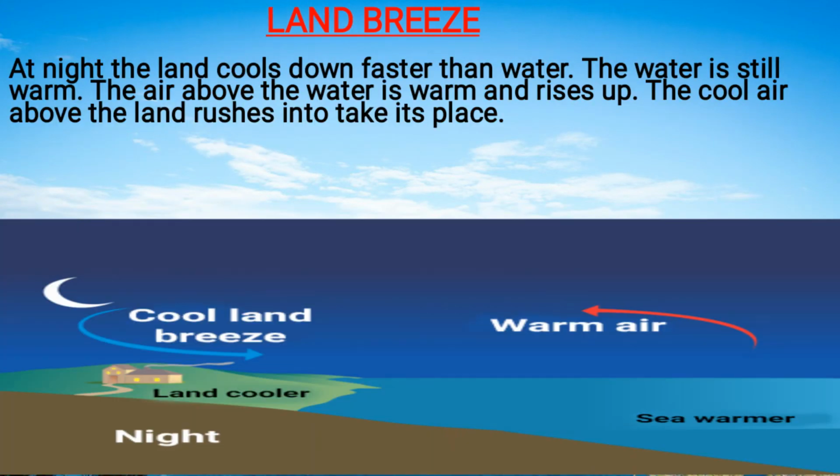And land breeze. At night time, land cools down faster than water. The water is still warm. The air above the water is warm and rises up. The cool air above the land rushes in to take its place. So this breeze is known as land breeze.